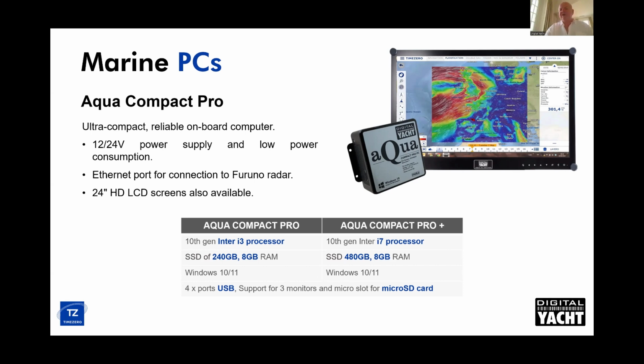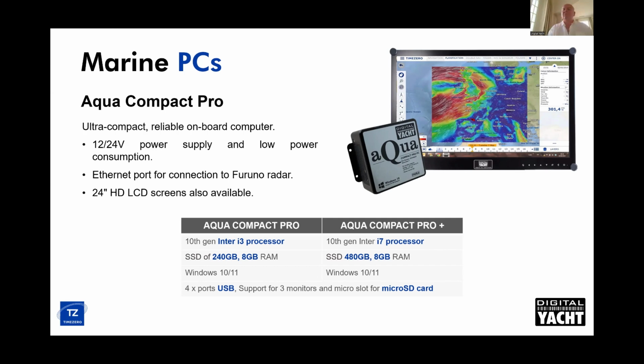Our range of Aqua PCs, they're not waterproof, but they're marinized, ready to go in. They also run directly on the boat's DC supply, so you've got no inverters or 220 volts AC to worry about. And they're super reliable, solid state machines available in either an i3 or i7 format. Typically, the cheaper i3 runs all the charting applications and things fine. It will even cope with radar.